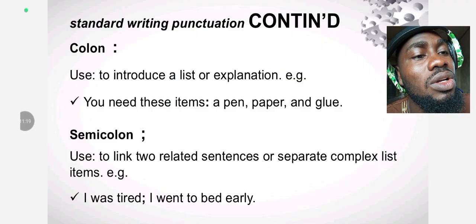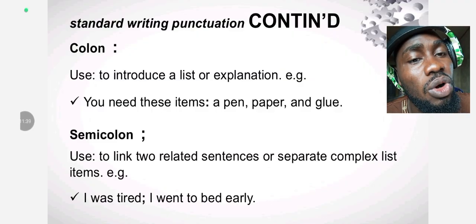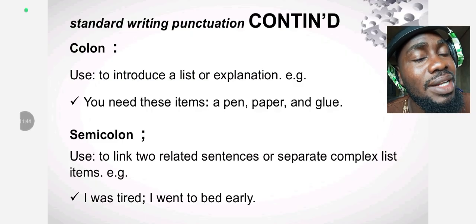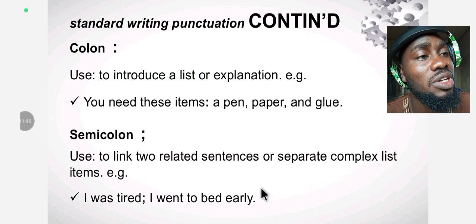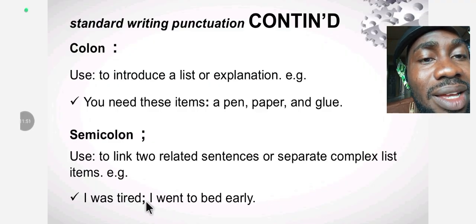Or to separate complex list items. When the list is too complex, or you want to introduce a smoother, improved reading experience for the reader, you use a semicolon to separate complex list items.